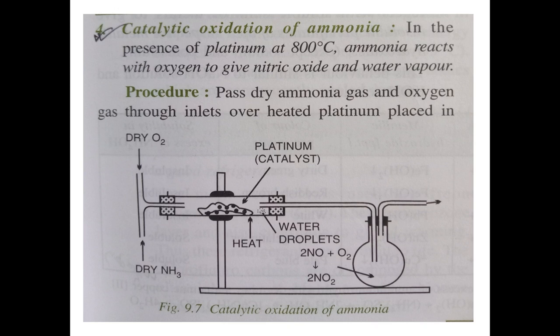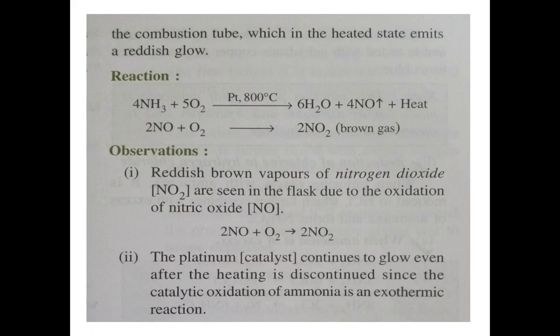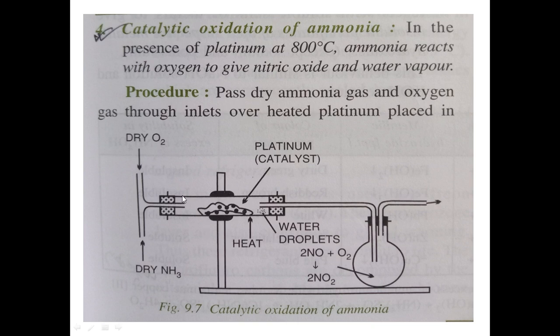So this reaction is also exothermic. The combustion tube, which in the heated state emits a reddish glow. So what happens is, pass dry ammonia gas and oxygen gas through inlets over heated platinum placed in the combustion tube. The tube that we can see here is a combustion tube. Through this, dry oxygen goes, through this dry ammonia gas enters, then this is the platinum, then here is a water droplet, and through this delivery tube nitric oxide gas is collected in this flask.